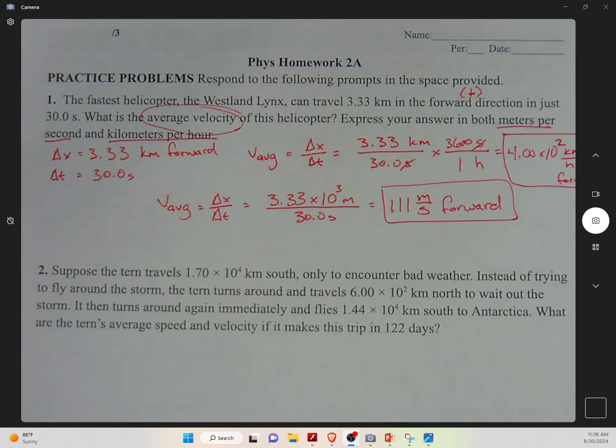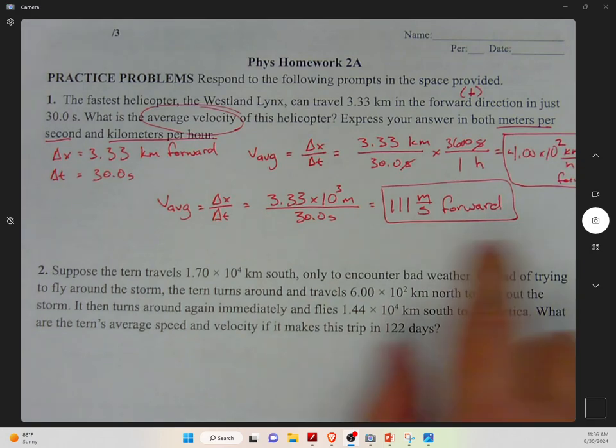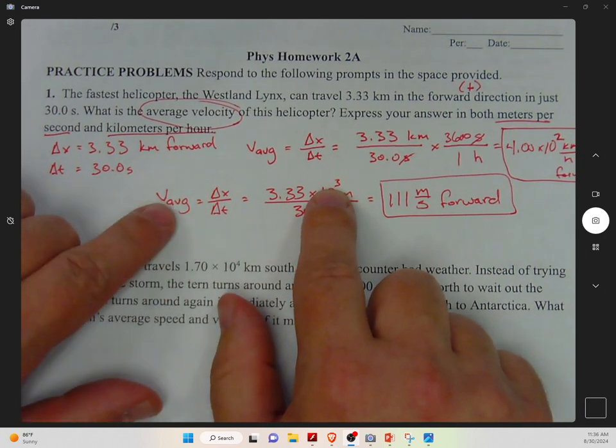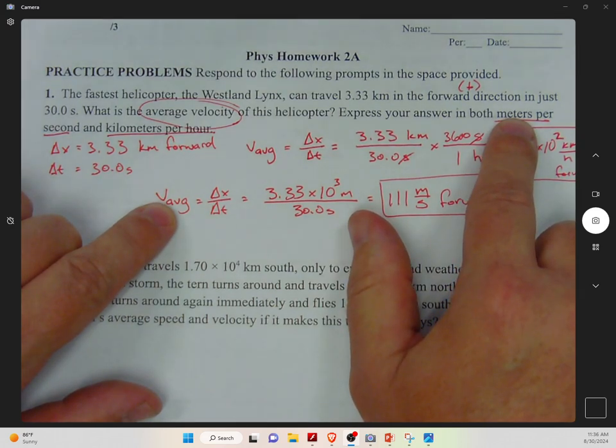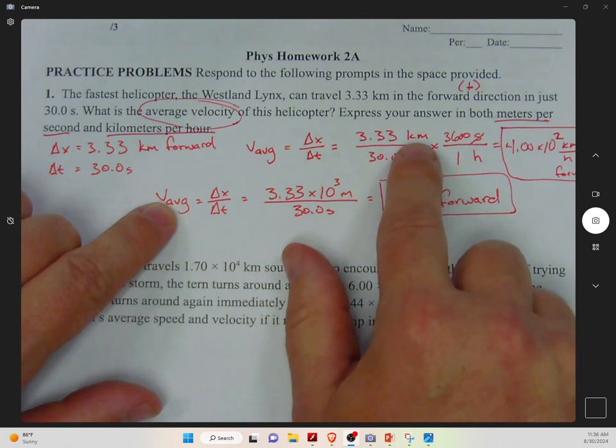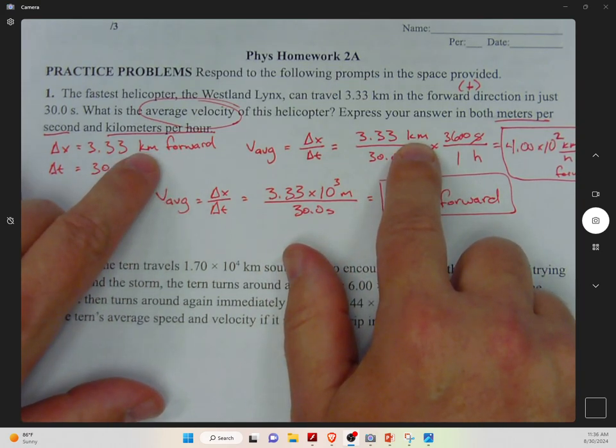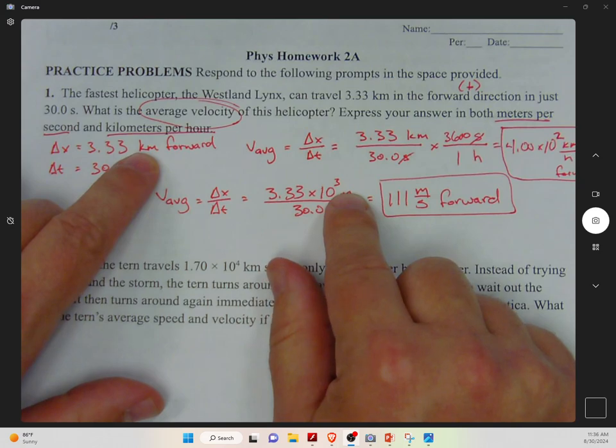Question. You're talking about right here? Because the question is also asking me for meters per second, right? So here, I needed to turn the kilometers, which was given to me by the question, into meters. So kilo is 1,000, right? Fair enough?